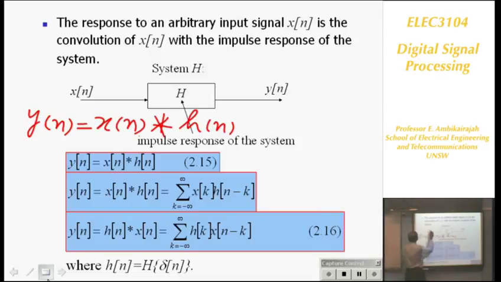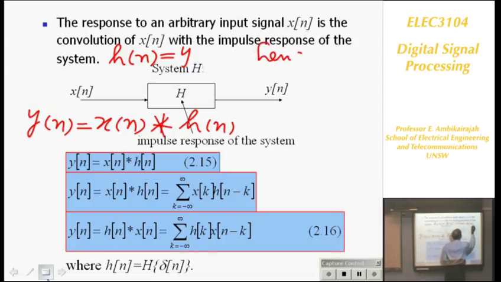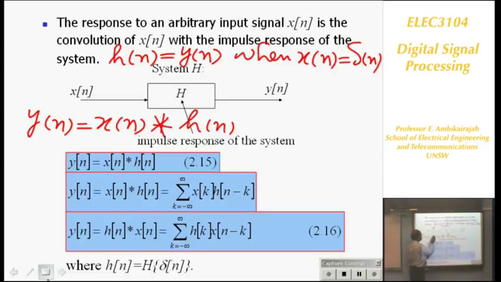And how do you find Hn? You're going to say Hn is Yn when Xn equals delta n. So you give a delta, an impulse, find out the output, and that is actually the Hn. That's how you find Hn. Before you write this equation, you have to find that. How do you find it? By giving an impulse and looking at the output. Once you know that, you write this equation.